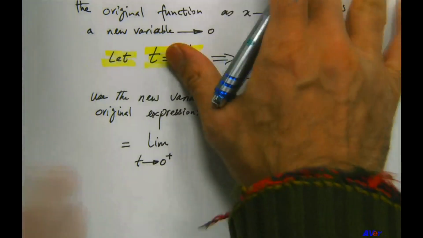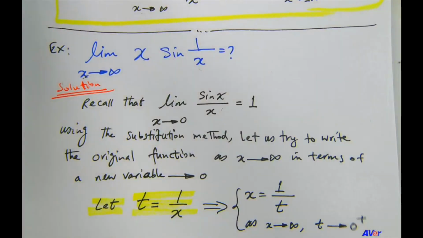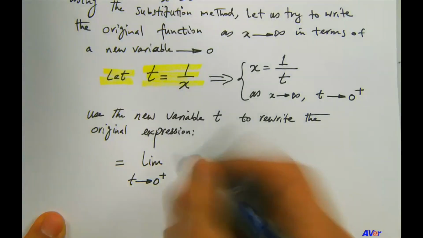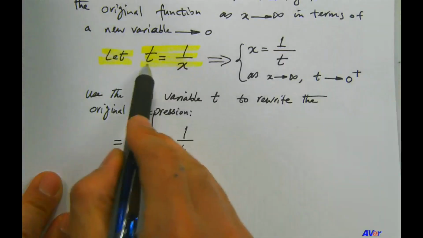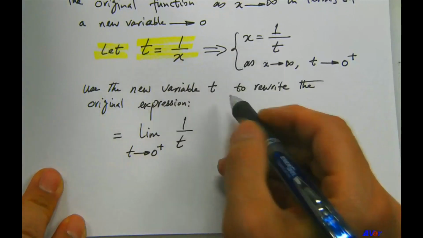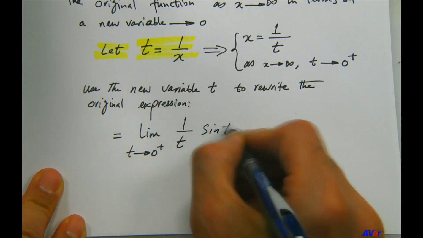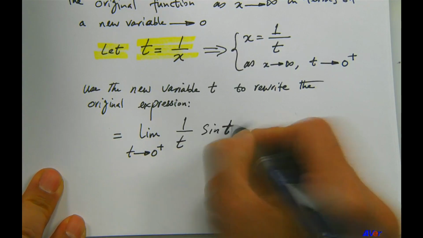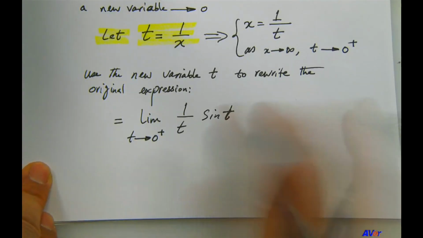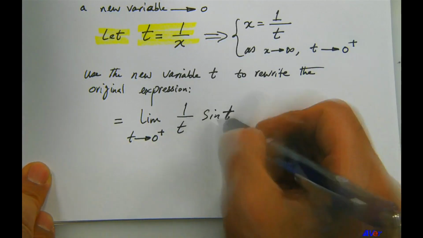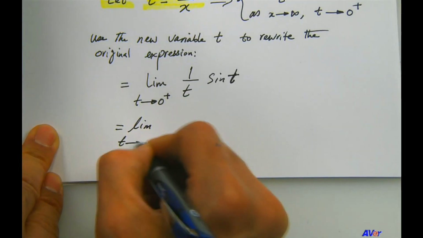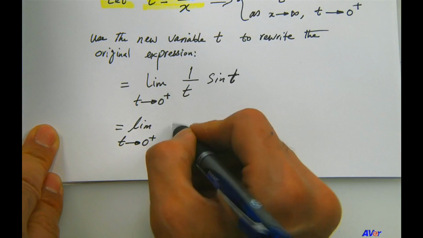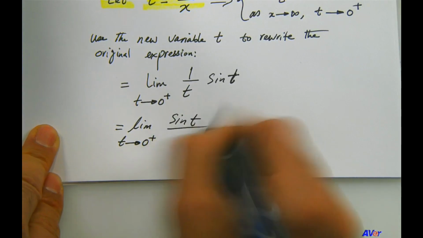Then x, we don't have x. What do we have instead? We have 1 over t. We no longer have sine of 1 over x. We have sine of t, right? Because t is equal to 1 over x. So sine of t. So as you can see, this is equal to, let's rewrite this, right? The limit as t approaches 0 from the right of sine of t, multiplied over t.